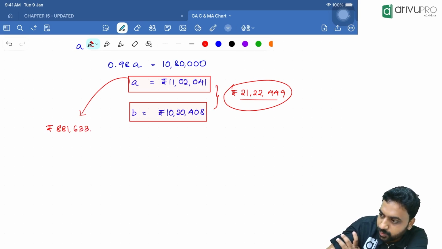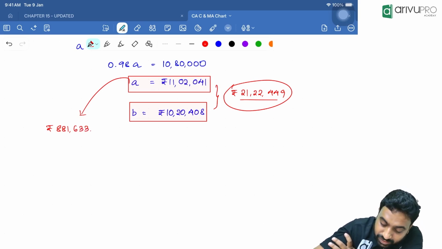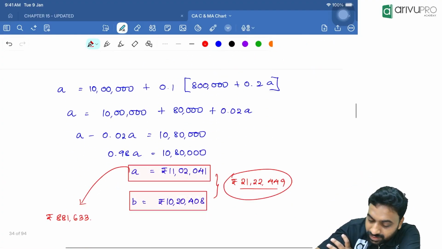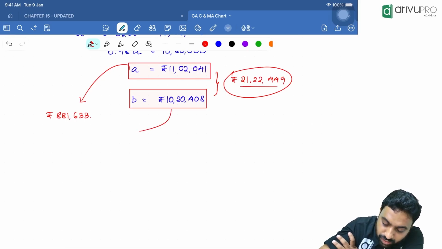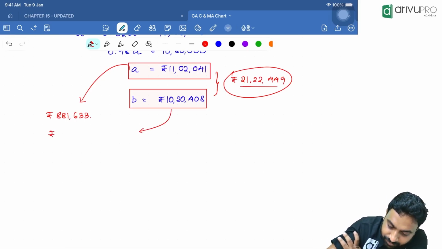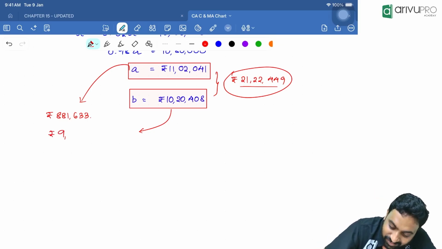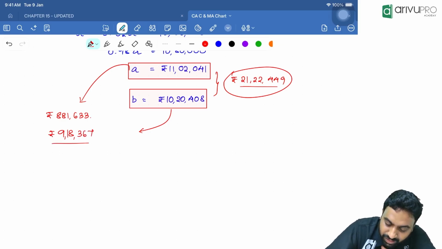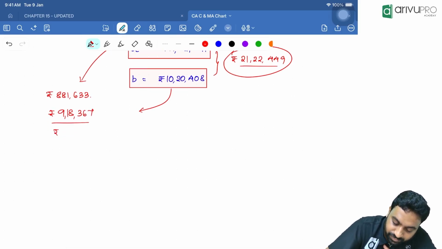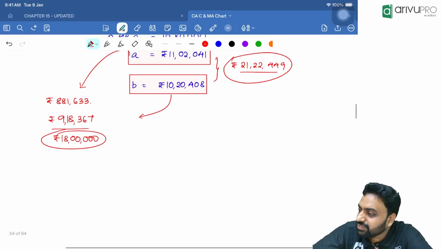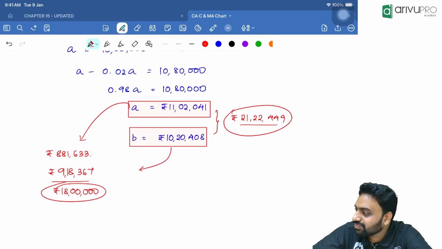633. 632.8, 633. And we know that department B, S2, is providing 10% to S1. That means only 90% should go to the production department. How much is it? 9 lakh 18,367. May I know the total? Understood? Now to the production department, will 21 lakh 22,000 go or will 18 lakh go?